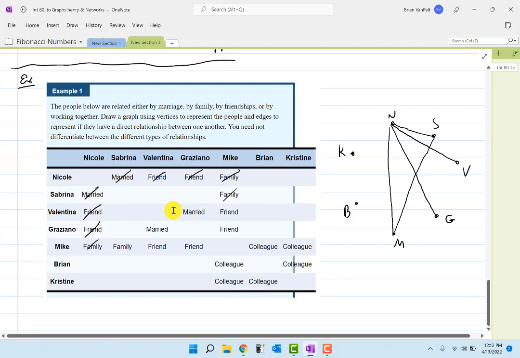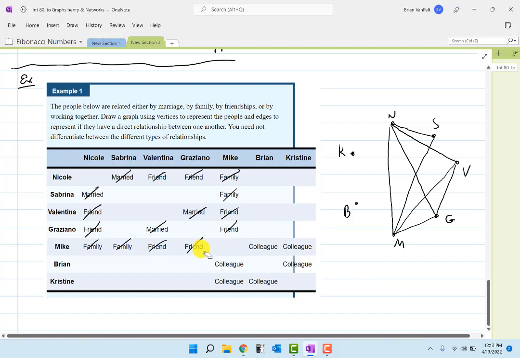Next, I'm still at Valentina. Valentina and Graziano, married. Mark it off. And then Valentina and Mike know each other, so I will put a mark, an edge there. Next, I'm moving on to Graziano. Graziano is married to Valentina, which we had before. In fact, with Valentina, I could just cross these off. I didn't even think of that. Once you take care of each of them, like Sabrina, I could take care of their whole column. Now, I don't think I have Graziano and Mike yet, so I will connect them.